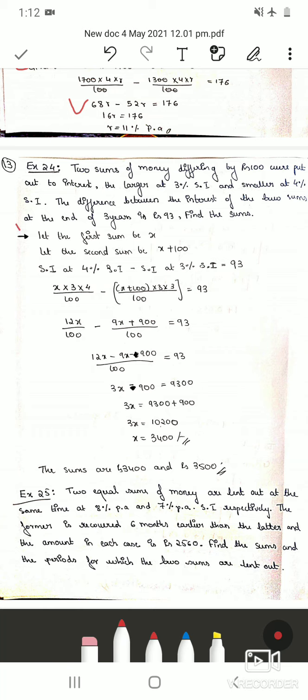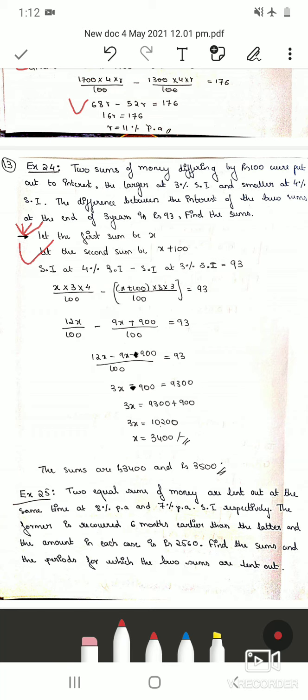So here they have given the difference between the sums is 100 rupees. First let us assume the first sum to be x or P, anything. So the second sum will be either x plus 100 or x minus 100. It is your choice, but it is better to take plus. It will be easy for calculations. So therefore I have taken the first sum to be x. Then a difference of 100 rupees is mentioned in the question. Therefore the second sum will be x plus 100.